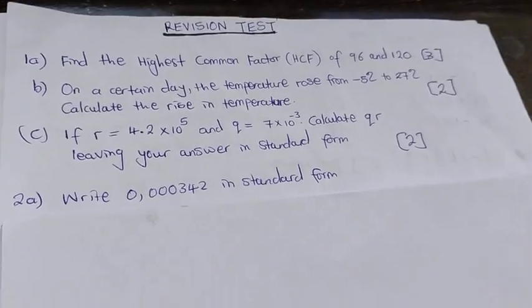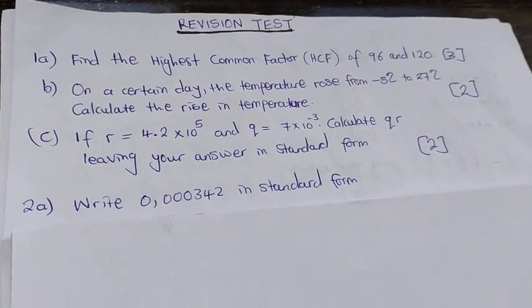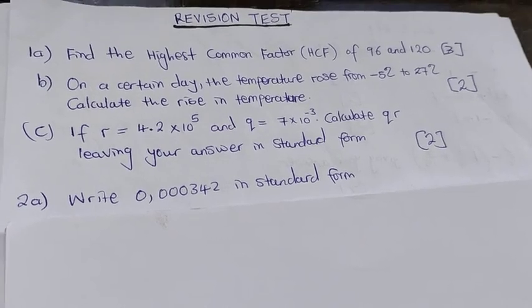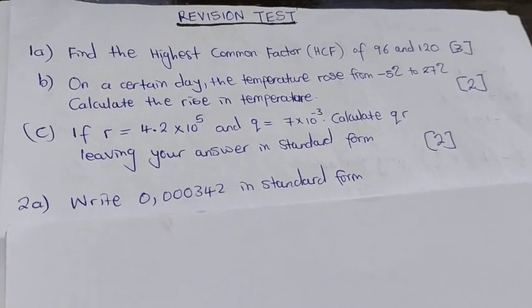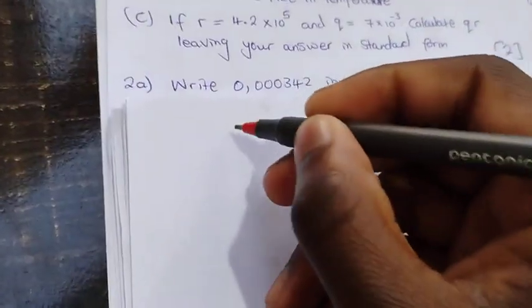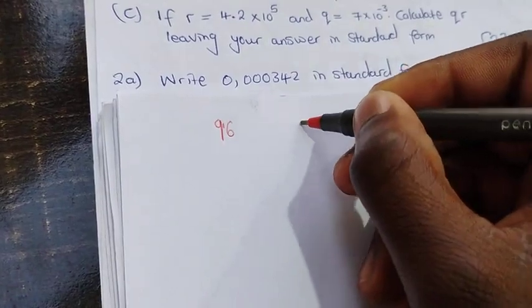Students, so now let's revise the question paper that you wrote. Alright, so number 1, find the highest common factor, the HCF of 96 and 120. HCF of 96 and 120.